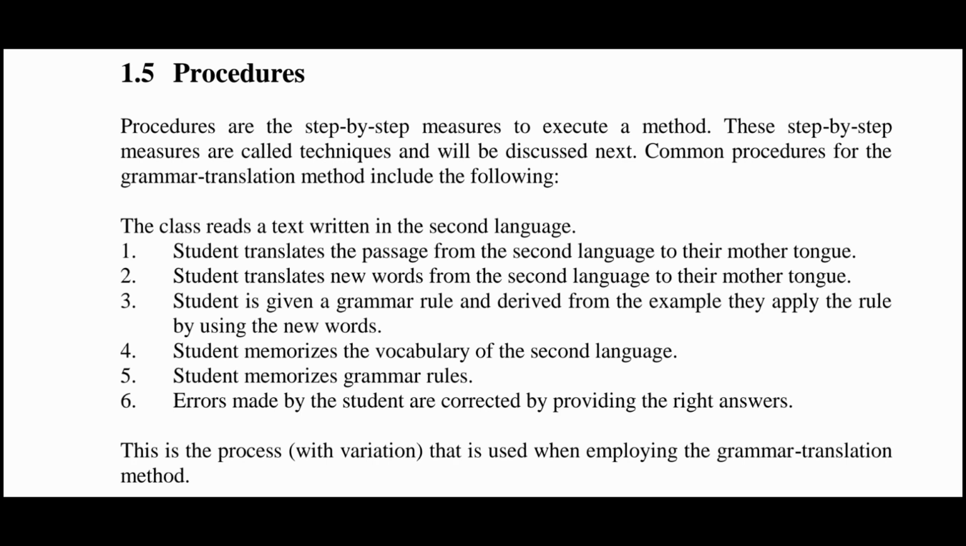The class reads a text written in the second language. The students translate the passage from the second language to their mother tongue. Students translate new words from the second language to their mother tongue. Students are given a grammar rule and derive it from the examples. By applying the rule using the new words, students memorize the vocabulary of the second language. Students memorize grammar rules. Errors made by the students are corrected by providing the right answer. This is the process, with the variation that is used when employing the grammar translation method.